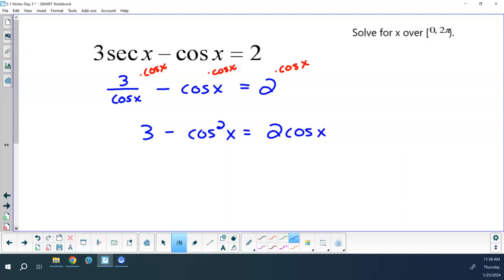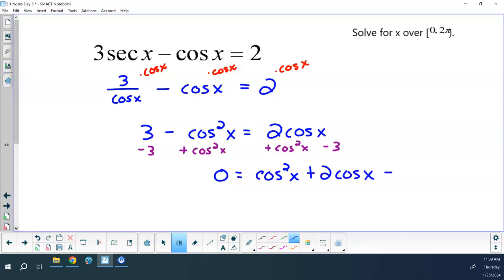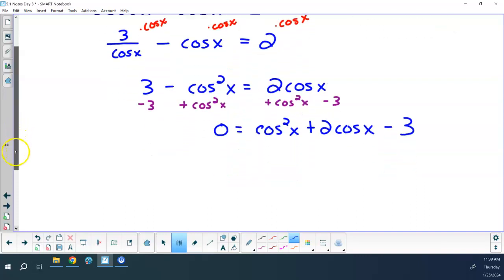So then you can factor it. No, I can't factor it. You can't factor cosine squared minus. I got to get it equal to 0 first. So which way do we want to move stuff? We want to move stuff to the right. Okay? So I'm going to subtract 3 and add cosine squared. That's going to give me 0 equals cosine squared plus 2 cosine minus 3. Now I can factor.